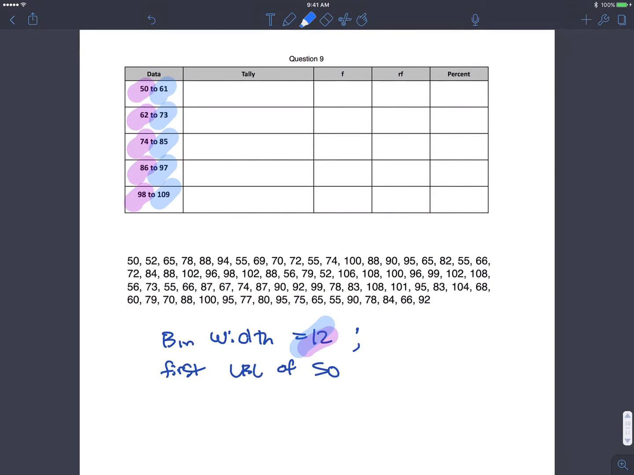Now let's go through the data here and let's organize or tally this data. I got a 50, first bin. 52, first bin. 65, second bin. 78, third. Let's label this first, second, and third, fourth, fifth.